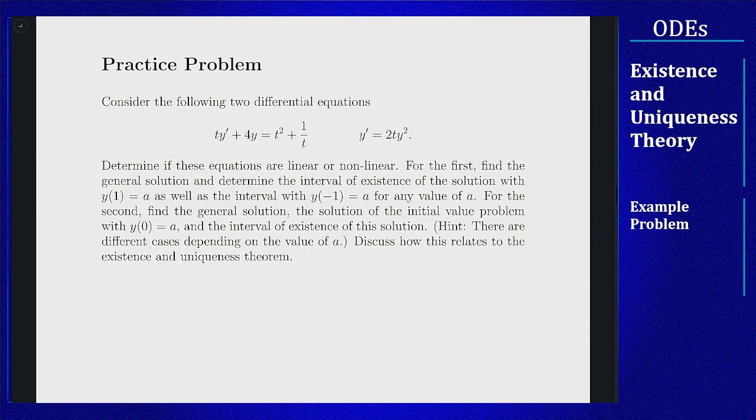First, we want to classify in terms of linearity. Based on the form of the structure here, this first equation is linear. The y's are only on the left-hand side, in the right nice form. The first is linear, and the second, because of the y squared term, is nonlinear.